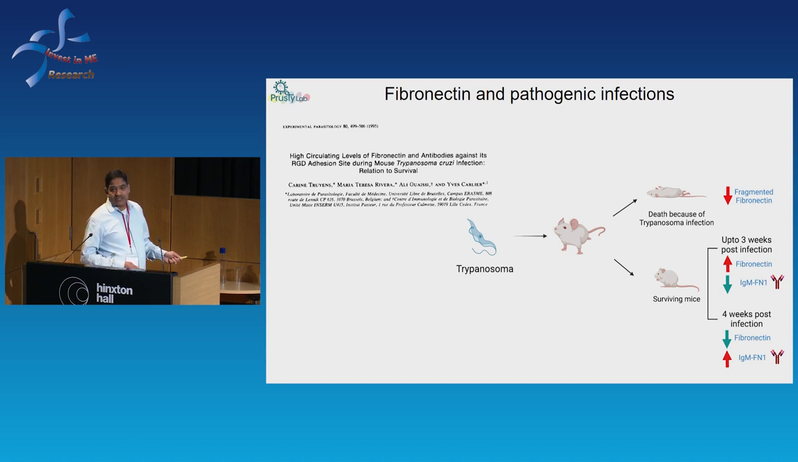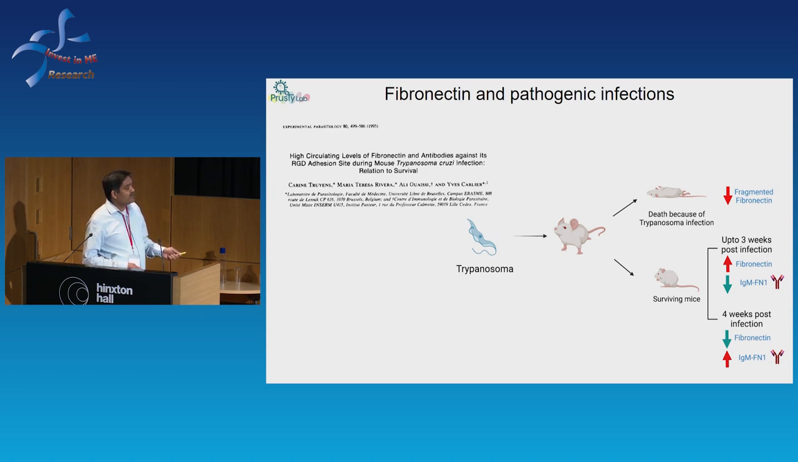Some of the mice survived, and they followed these mice for more than 4 weeks. What they saw is that until 3 weeks post-trypanosoma infection, trypanosoma being a parasite, the fibronectin levels go up in the blood of these mice. And at the same time, the IgM against fibronectin was gone or decreased.